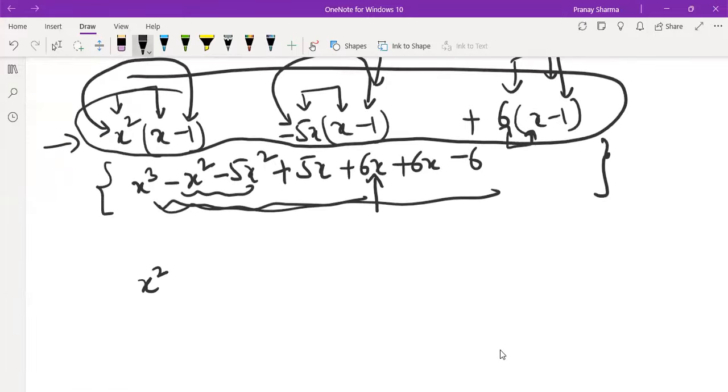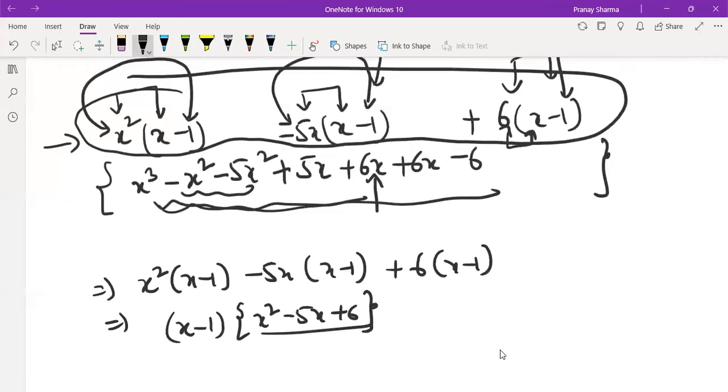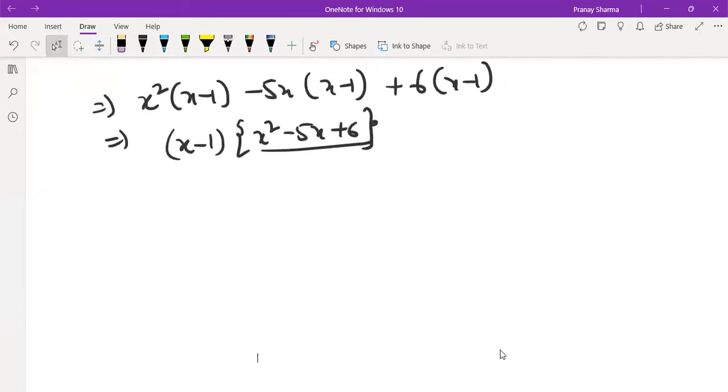It is x squared times x minus 1 minus 5x times x minus 1 plus 6 times x minus 1. If you scan it from left to right, you can take x minus 1 as common. So here we have x square minus 5x plus 6. We know that this is a quadratic polynomial, right? We can solve it using splitting the middle term.